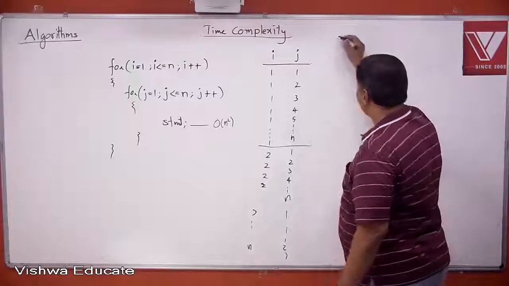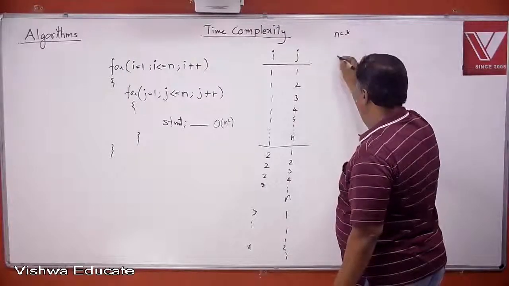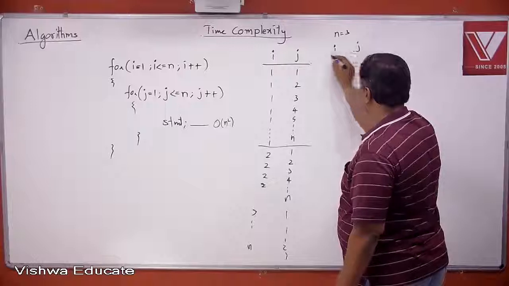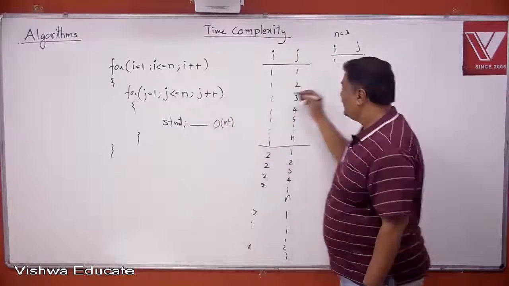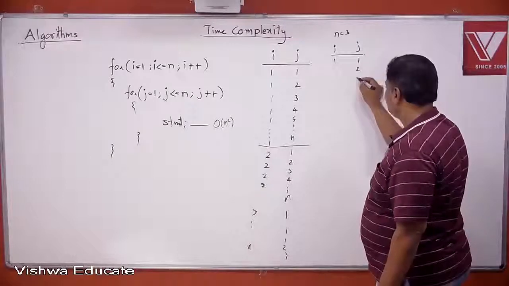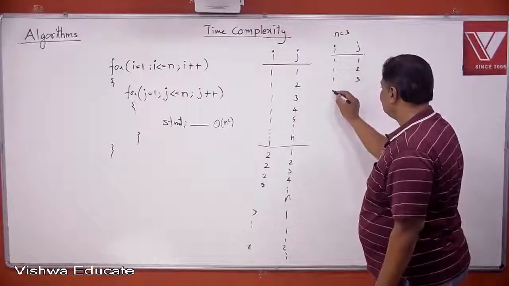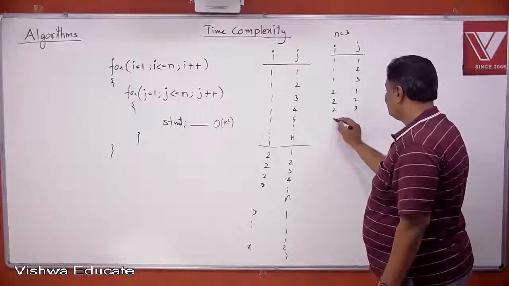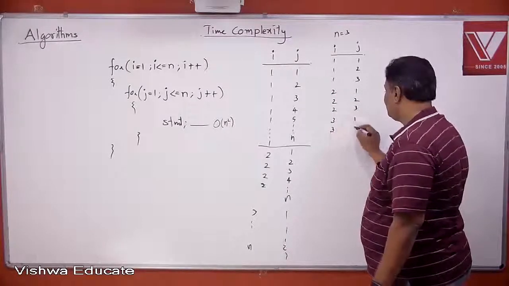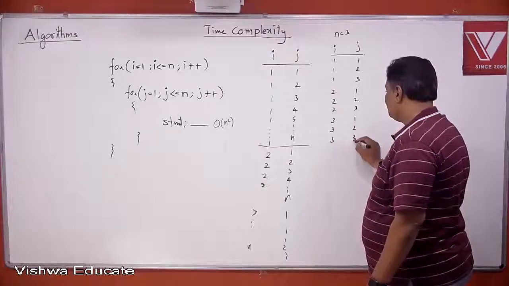Now, let me make it simple. Assume that n equal to 3. Then how i and j will take the values? i will become 1, right? n equal to 3. So i becomes 1. This is 1, 2, 3. So i is 1, 1. Then i becomes 2, 1, 2, 2, 2, 3. Then 3, 1, 3, 2, 3, 3.